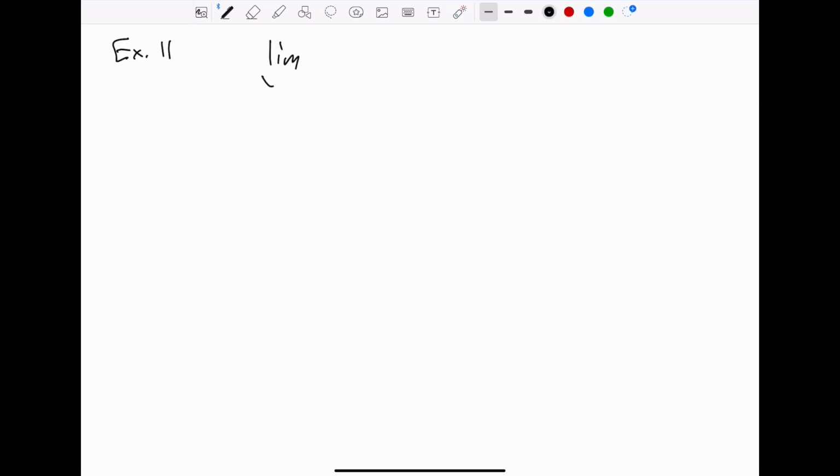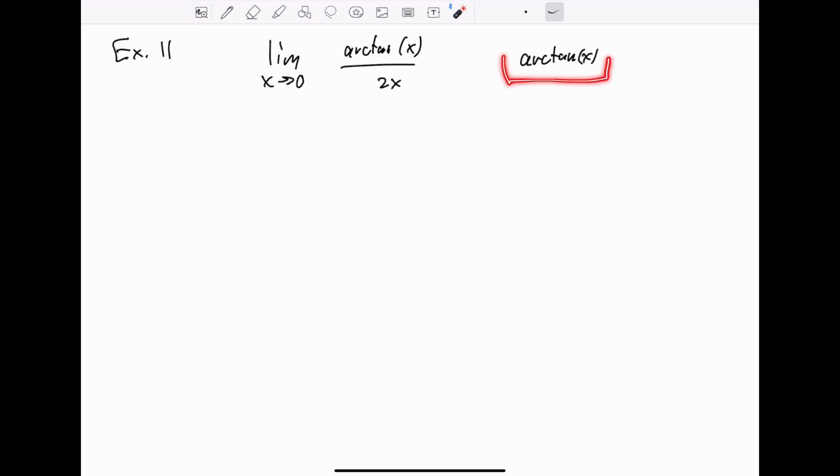We have the limit as x approaches 0, arctangent of x divided by 2x. The key is to write out the Maclaurin series for arctangent. So from the front of the handout, arctangent of x. I'm just going to write out the expanded form of this Maclaurin series rather than the sigma notation, since that's written on the front of the handout. But once again, we want to be very comfortable with going back and forth between the expanded version of the Maclaurin series and their sigma notation form.